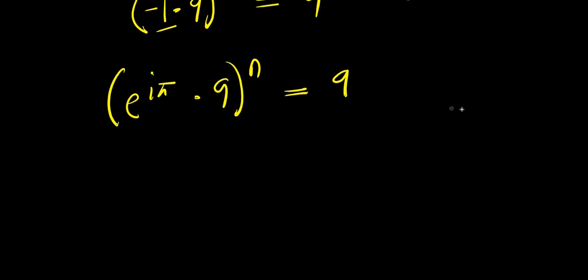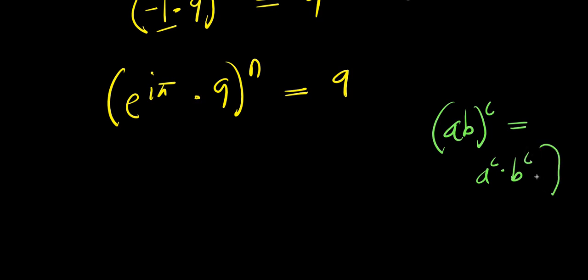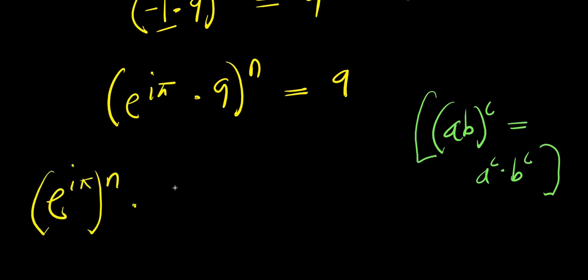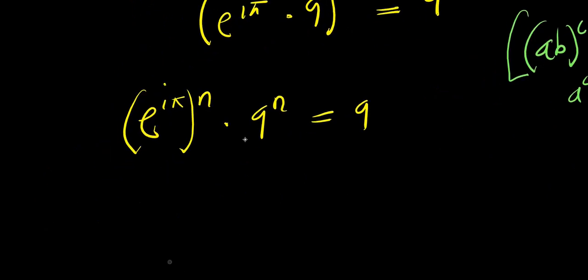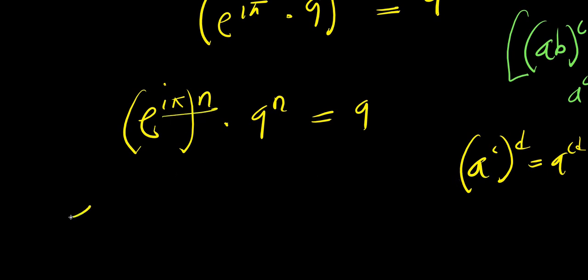If you have this identity, a times b power c equals a power c times b power c. That means we are going to have e power i times pi raised to the power of n times 9 power n equals 9. And also, if you have a power c raised to the power of d, this equals a power cd. So we multiply this out. We have e power i times pi n times 9 power n equals 9.